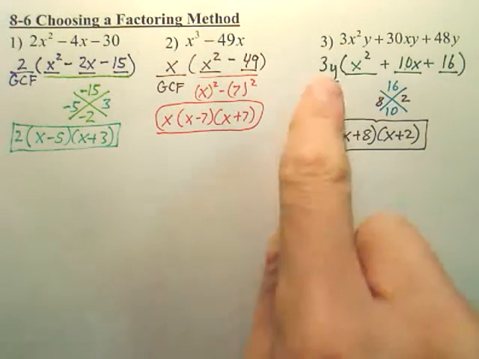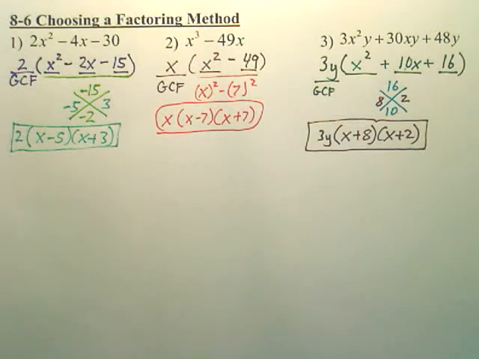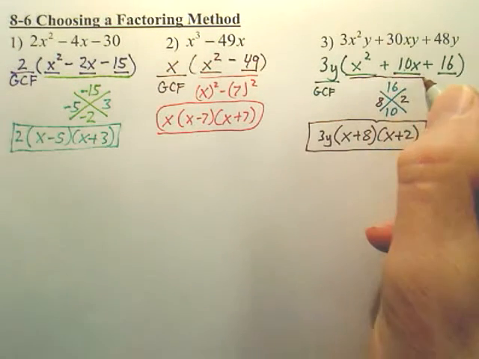Okay. So again, pull out your GCFs, factor what's left over if possible. Remember, this inside piece factored.